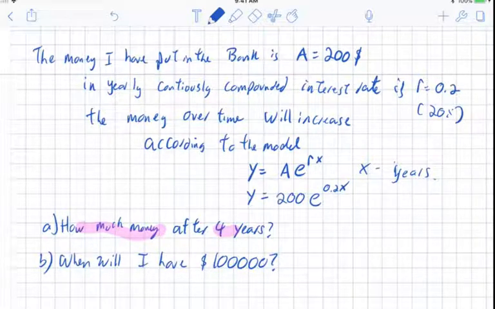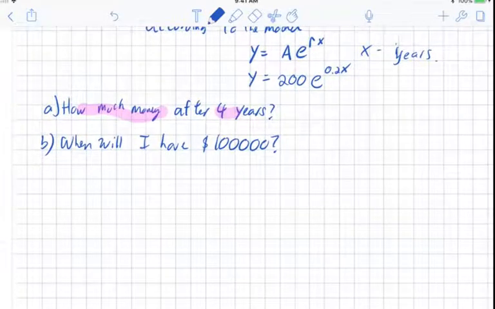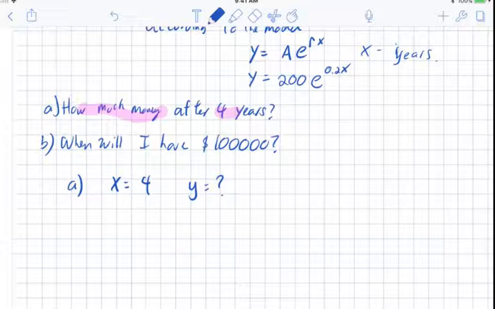In the first question here, I'm giving you a piece of information about time. That's the value of X, 4. And I want to know how much money I have. That's the value of Y, right? Dependent, independent variables. So Y is equal to 200 e, and I'd use substitution to evaluate this function, times 4.